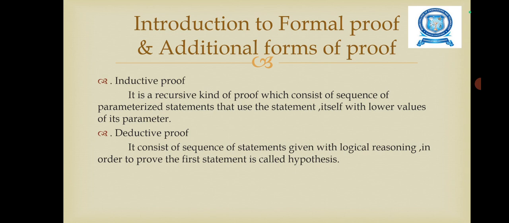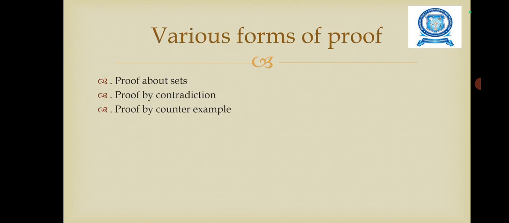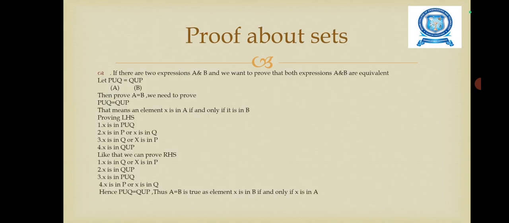Next we are going to see the deductive proof. It consists of a sequence of statements given with logical reasoning in order to prove the first statement, which is called the hypothesis. Next we are going to see the various forms of proof: proof about sets, proof by contradiction, proof by counterexample. First we are going to see proof about sets.